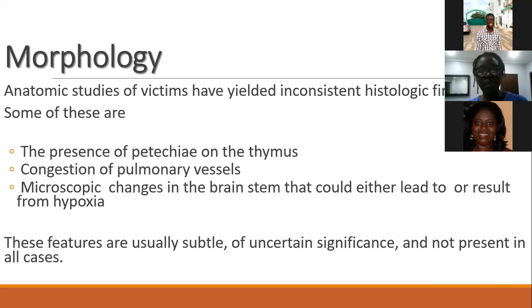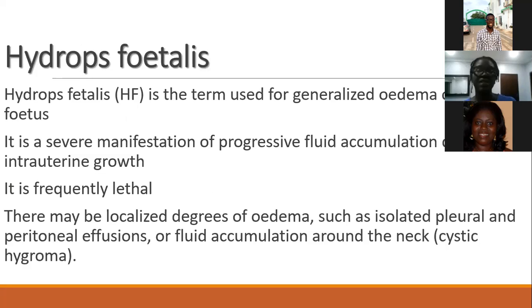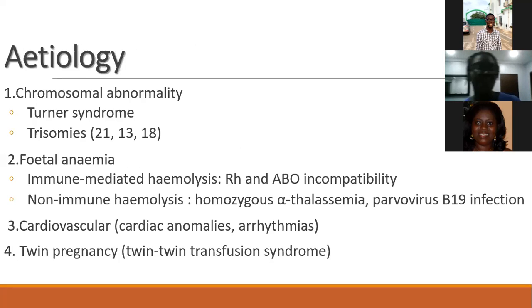Then we have Hydrops Fetalis. So Hydrops Fetalis is a term used for generalized edema of the fetus and usually occurs as a result of fluid accumulation whilst in utero. And there are several things that can cause this. So it can be from chromosomal anomalies. So babies with Turner syndrome or trisomy 21, 13, 18.